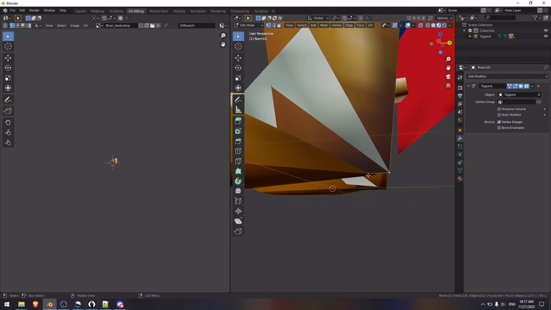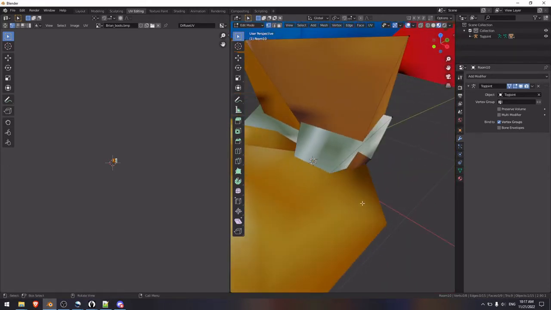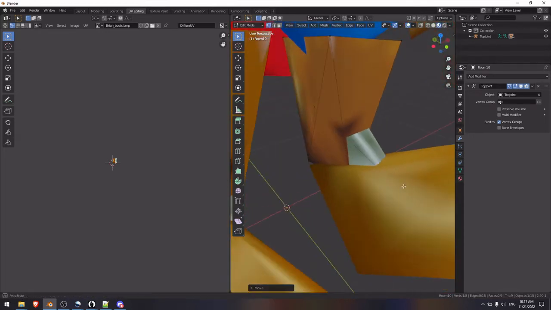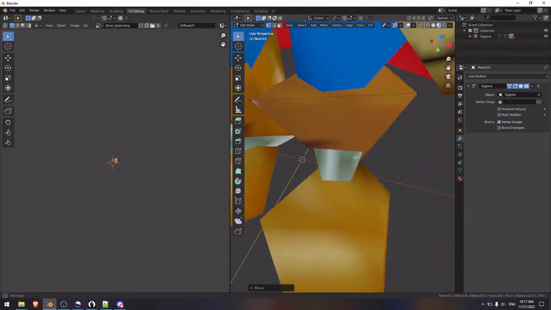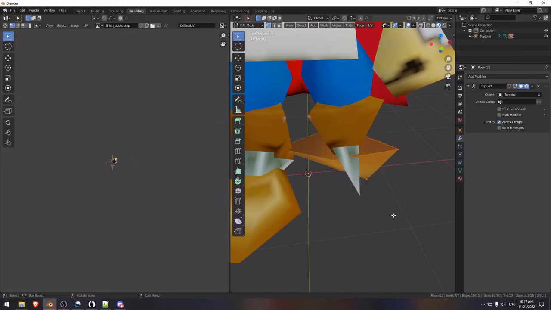Let's see here. This needs to go in, as well as this piece. I don't really think I see much else we can actually do on this piece. Let's take a look at this foot real quick.